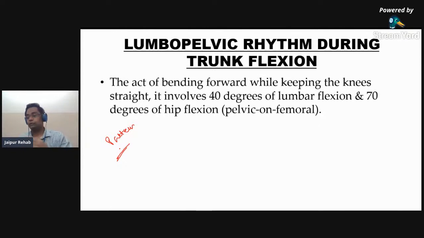Now, how do we start with the lumbopelvic rhythm? We start by getting slouched down. Okay, after getting slouched down, I bend my neck forward and then I start bending my trunk. I start bending my lumbar spine, or start flexing my lumbar spine. Now, all this work which is happening is not because of the abdominals.